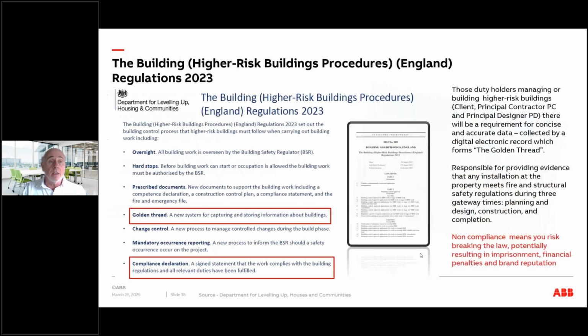So again, this is just another extract here on a slide. Like I mentioned, the golden thread, and it does actually say, looking at the right-hand side there, collected by a digital electronic record, which forms a golden thread. Obviously, things like BIM models and the like now assist in achieving that. And then we've just highlighted a compliance declaration, a signed statement that the work complies with the building regulations and all relevant duties have been fulfilled. So this is not part of really transfer switching, but it just covers the whole topic of life safety equipment, which ATSs can have a part to play in.